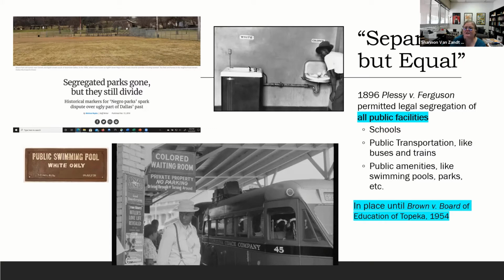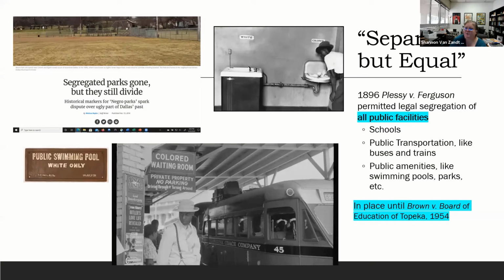And I highlight the term public facilities here because I think most of us recognize some of these pictures that, yes, there were white and colored water fountains. There were white and colored waiting rooms. There may be restaurants or different places that served whites only or blacks only. But recognize that these are public facilities.